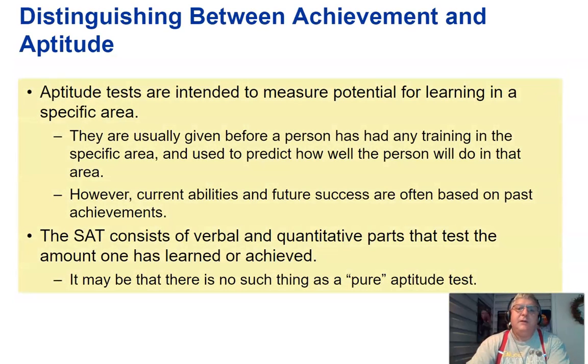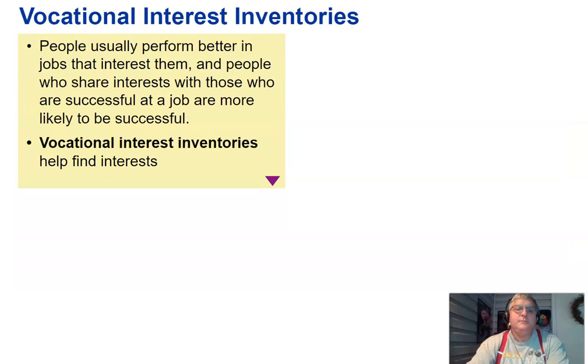Aptitude tests are intended to measure potential for learning in a specific area. They are usually given before a person has had any training in a specific area, and are used to predict how well that person will do in that area. However, current abilities and future successes are often based on past achievements. The SAT consists of verbal and quantitative parts that test the amount one has learned or achieved. It may be that there is no such thing as a pure aptitude test.